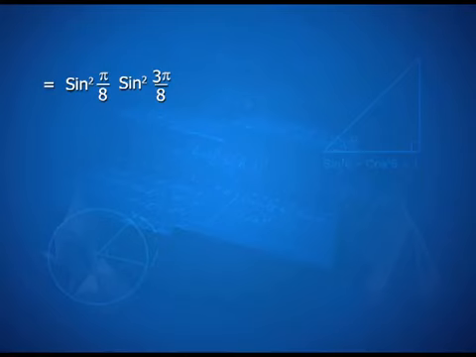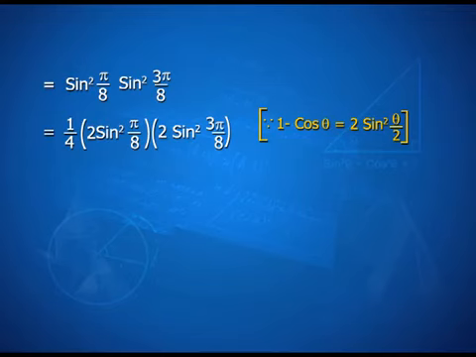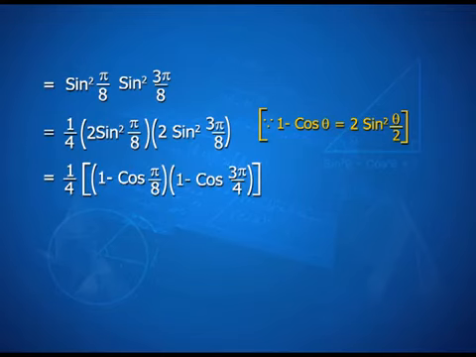could be expressed as 1 upon 4 into 2 sin square pi upon 8 into 2 sin square 3 pi upon 8. As 1 minus cos theta can be written as 2 sin square theta upon 2, we can write this as 1 upon 4 into 1 minus cos pi upon 4 into 1 minus cos 3 pi upon 4.